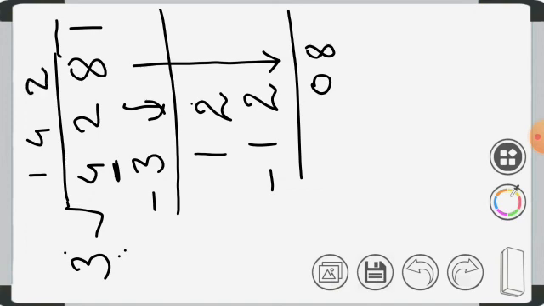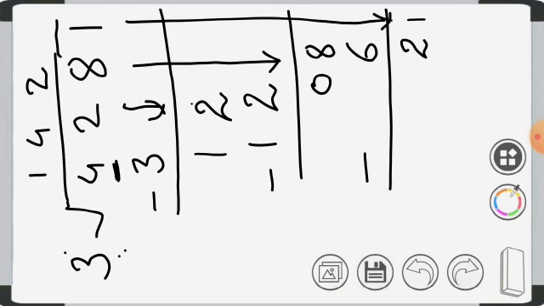Yes. 3 2s are 6. 8 minus 6, that is 2. And 1 is remaining here. Is any multiple of 3 less than or equal to 21? Yes. 3 sevens are 21. When we subtract 21 minus 21, we will have 0 as the remainder.